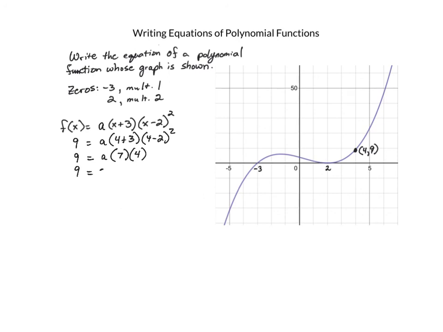So 9 equals 28a, or a equals 9/28. So our function is 9/28 times x plus 3 times x minus 2 squared. And we have it complete.